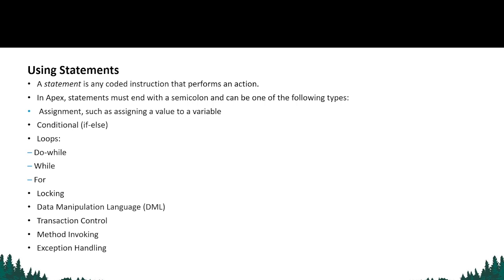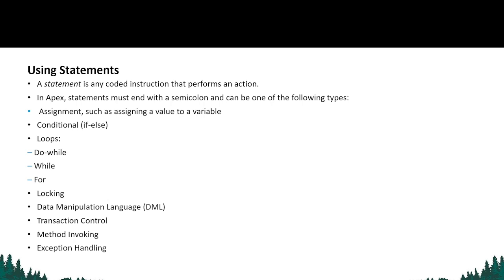Now we have different looping statements that can be used with the help of Apex. So what is a statement in Apex? It is a group of coded instructions that is used to perform any event or action. In Apex, the statements always end with a semicolon, and they can be of different types.